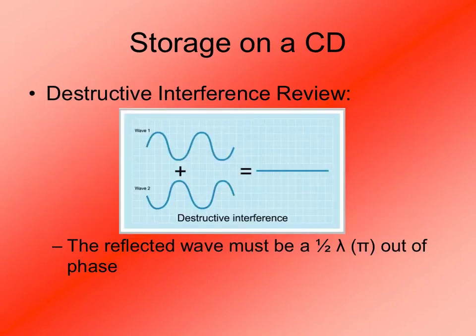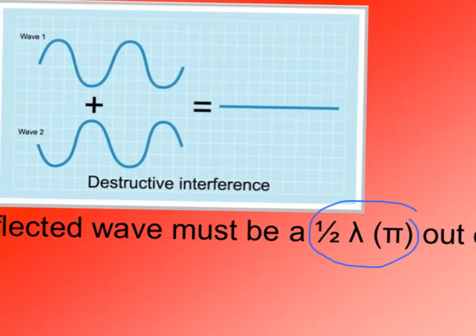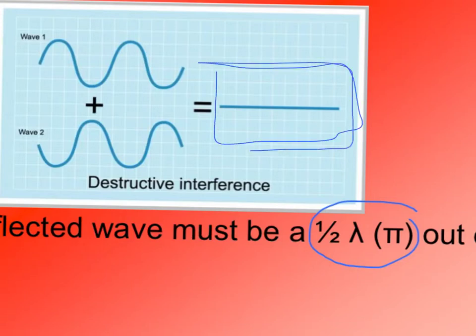And remember that for destructive interference to occur, the crests and the troughs of any given wave must line up exactly. And this happens when the waves are half a wavelength or pi out of phase. Okay, so when they're out of phase by half a wavelength, which we know is pi. And so you see your resultant wave then is this flat line with 0 amplitude.